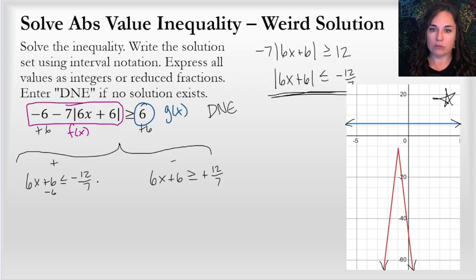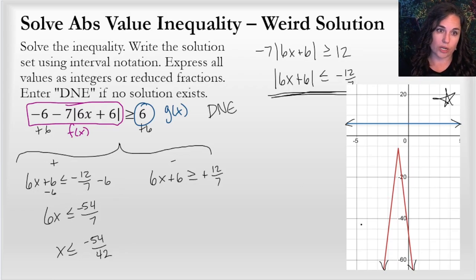I'm going to subtract 6 on both sides. I'm going to note that 6 is 42/7, so I get -12 minus 42/7, so I get 6x is less than or equal to, what is that? 42 plus 12 is -54/7, and so I get x less than or equal to -54/42. I get a numerical answer. I get a solution that satisfies the positive part of this solution, right? The solution strategy. Let's look at this on the number line on our graph though.